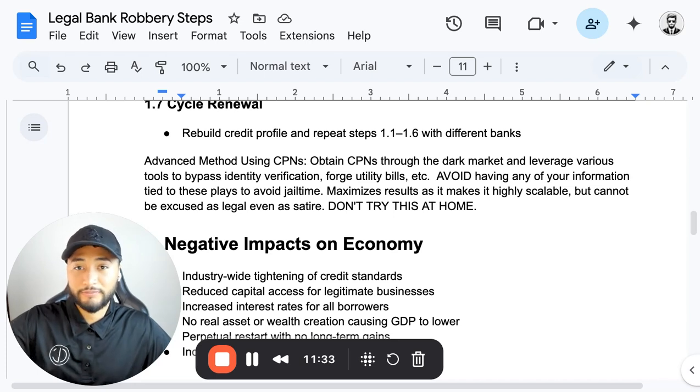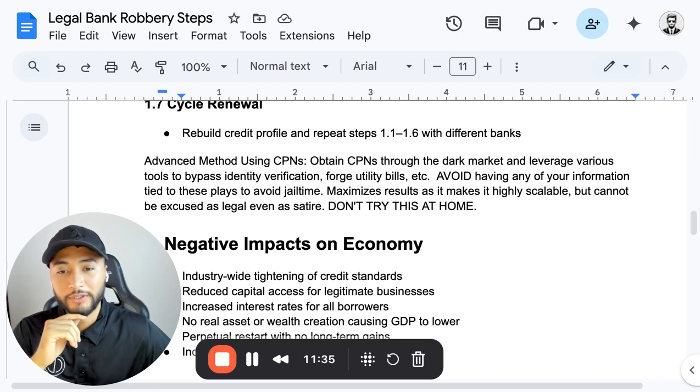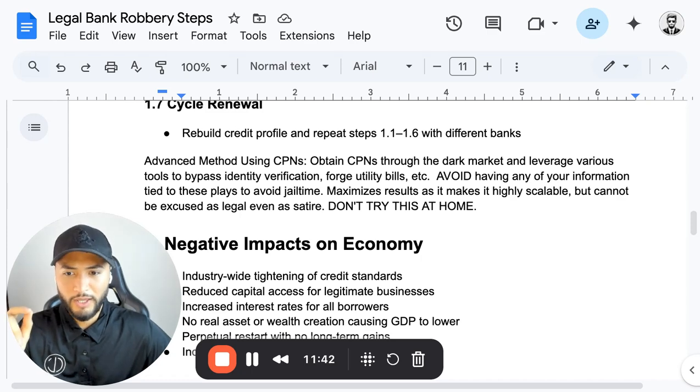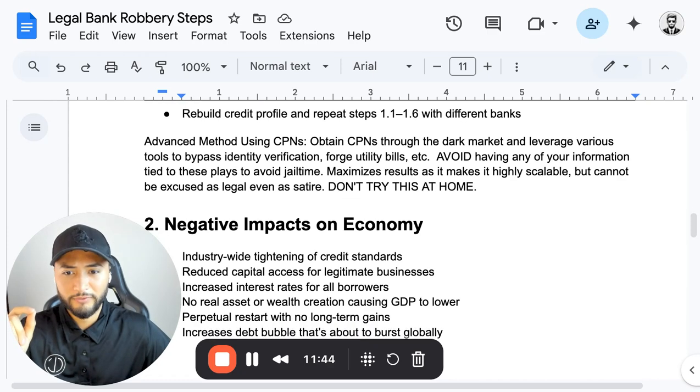It's just the sad reality of America today that there's so much information getting stolen and people using it for their own benefit. And yeah, you got to be careful.